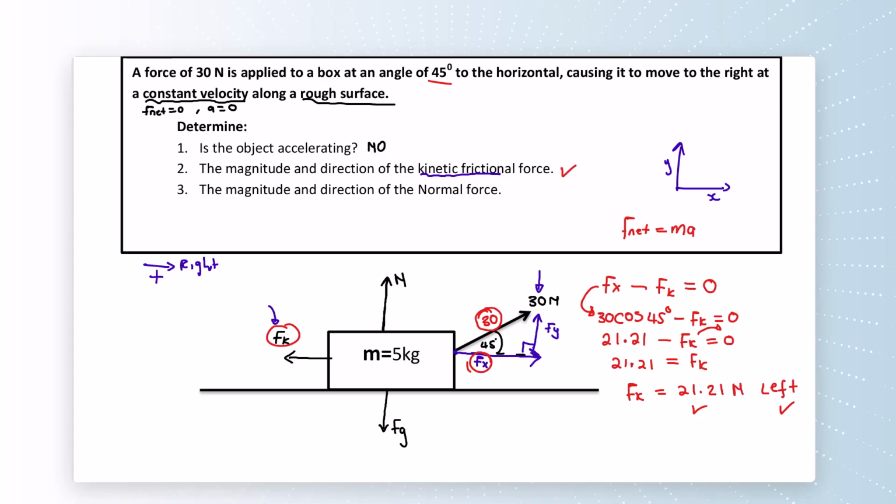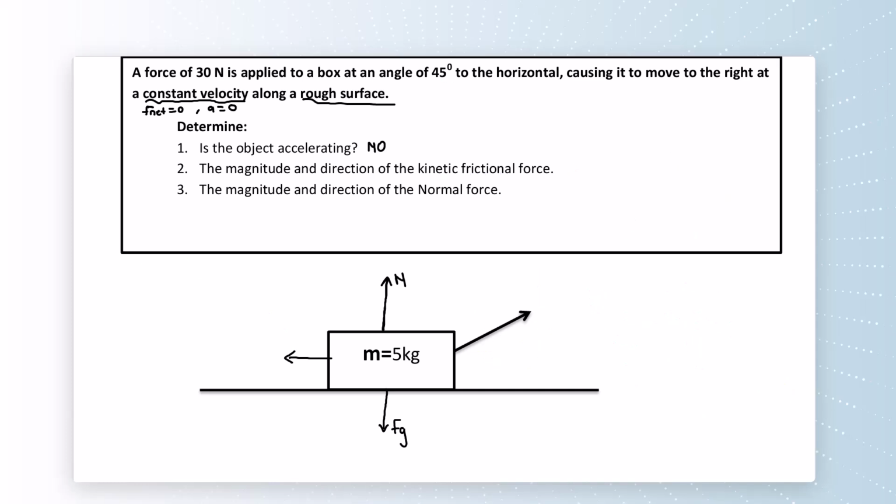I hope you understood everything that we're doing there. We're going to move on to the next question. Lovely. Question 3. Determine the magnitude and direction of the normal force. First thing first, identify your force. Check where your force is going. Here's our normal force. It's going up. It's a vertical force. So we are only interested in vertical forces.